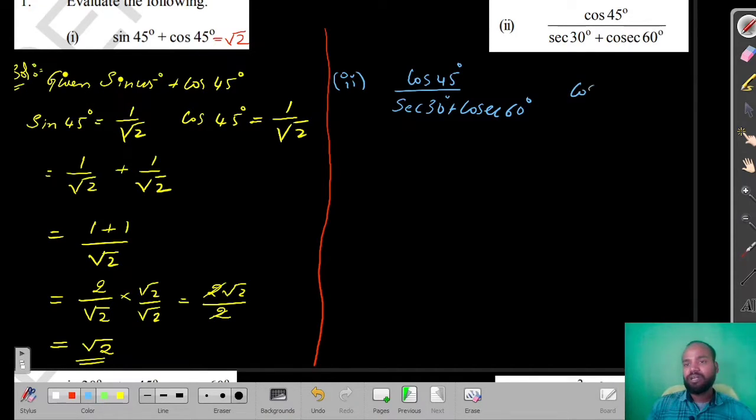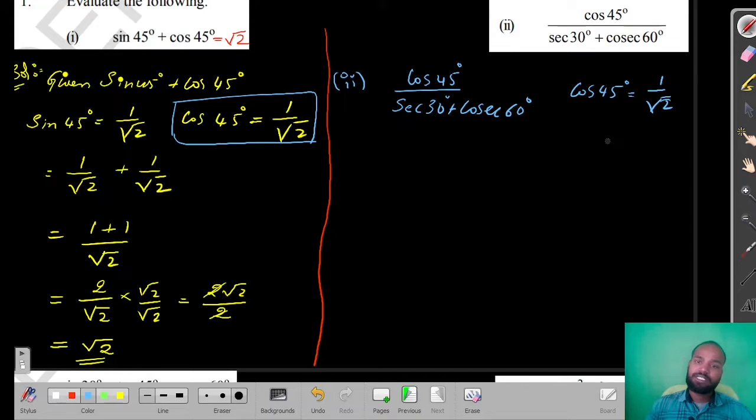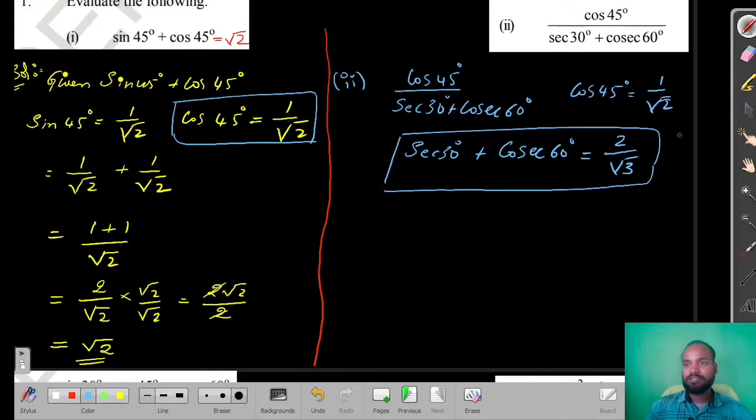First, we know cos 45 is already there. Cos 45 value is 1 by root 2. Then sec 30 and cosec 60 both are same. Remember this point. Sec 30 degrees and cosec 60 degrees are both 2 by root 3. So sec 30 is equal to cosec 60 degrees.